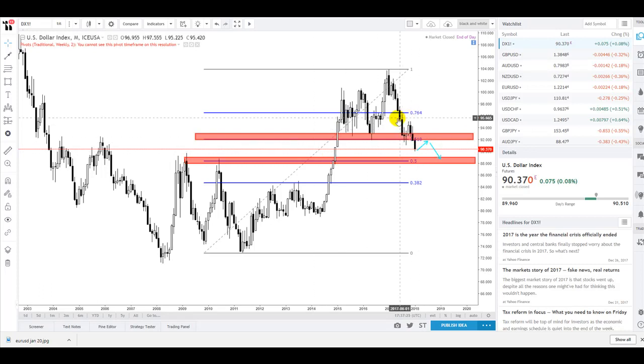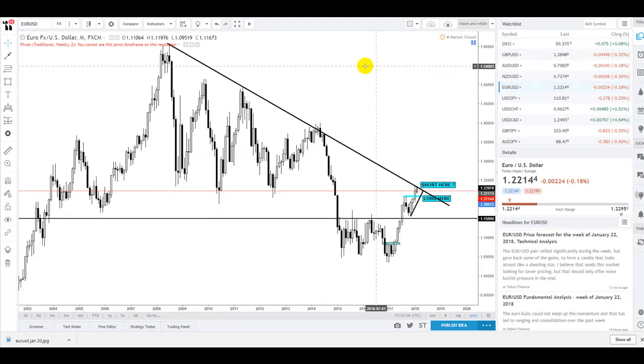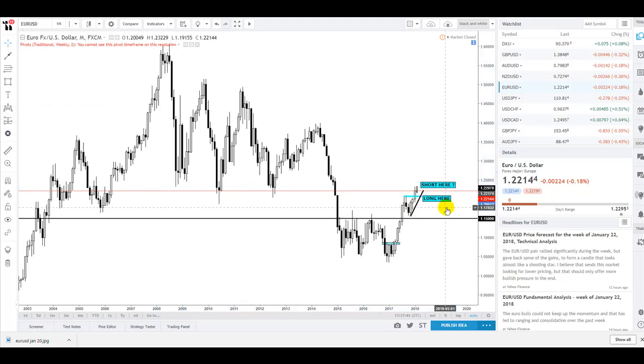So now we've got this sort of fundamental or technical bias, I should say, in terms of where we see the US dollar moving. Let's go down to the euro dollar and have a look at what we've got. So you can see I've already put in short here and long here. These are something that we highlighted previously, so I'm just going to get rid of some of the drawings so you can see why they're in.